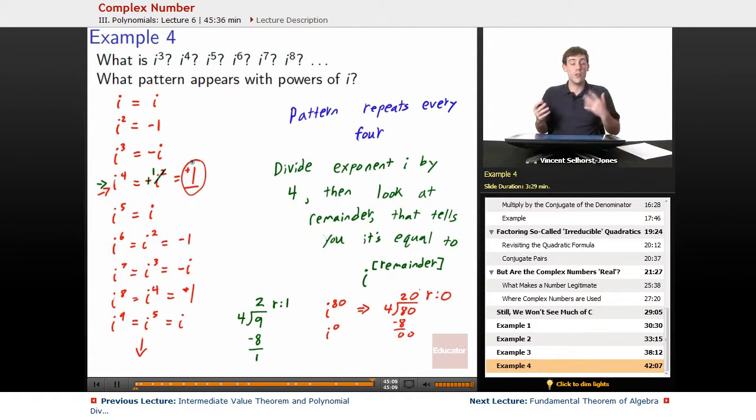So that's how you want to do it if you're given a really, really large power of i. It's just a question of if you divided it by 4, what would be left over? What would be the remainder? And if you wind up having a remainder of 0, then it fit perfectly, so it winds up coming out just as 1. All right, great.